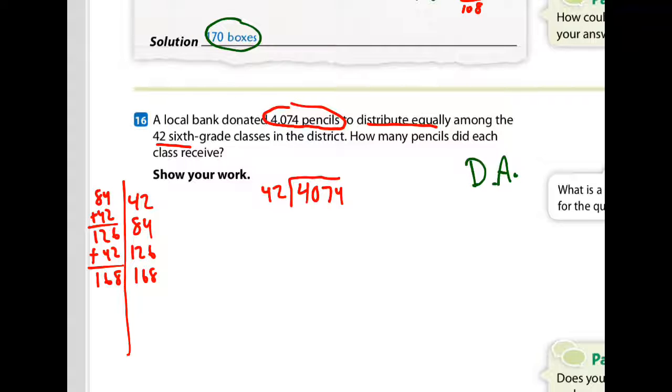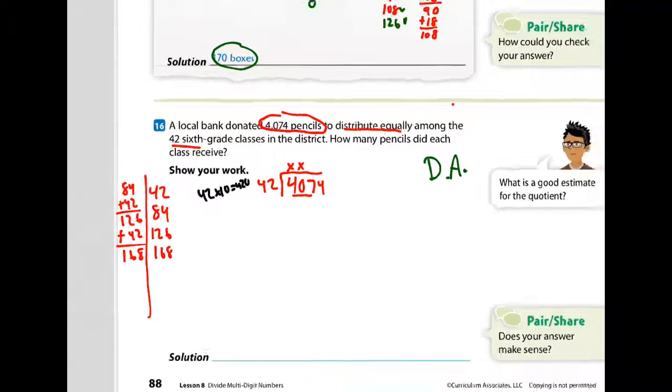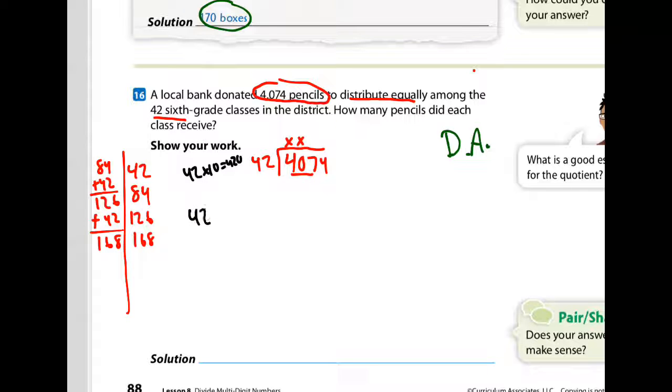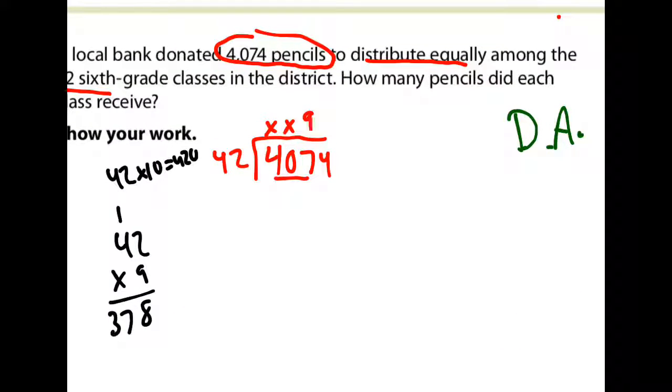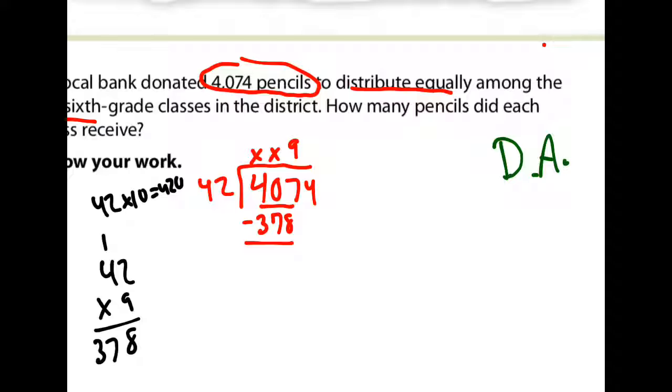So 42 does not go into 4 or 40. It's going to have to go into 407. Now, guess what? It's going to go in a lot. So the highest I ever have to go to is 9. And I know 42 times 10 is 420, right? Which would be too high. So I'm guessing it's going to be 42 times 9. So rather than continue my list, I'm just going to do 42 times 9. That's 18. 9 times 4 is 36, plus 1 is 37. 378. So 42 is going to go 9 times, which is 378.